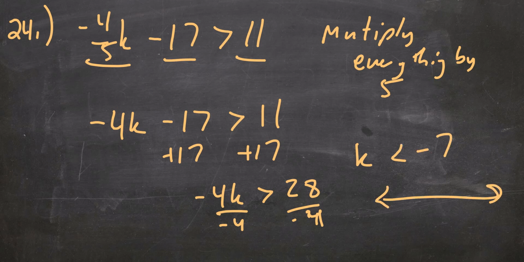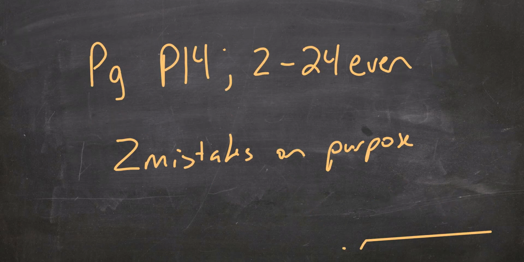Make my number line. Get negative 7. Open circle. 0 is on the right. I'm going to shade to the left because the inequality is pointing to the left. And that's it for this section. And guys, there are 2 mistakes in this video on purpose. Please try and catch them.